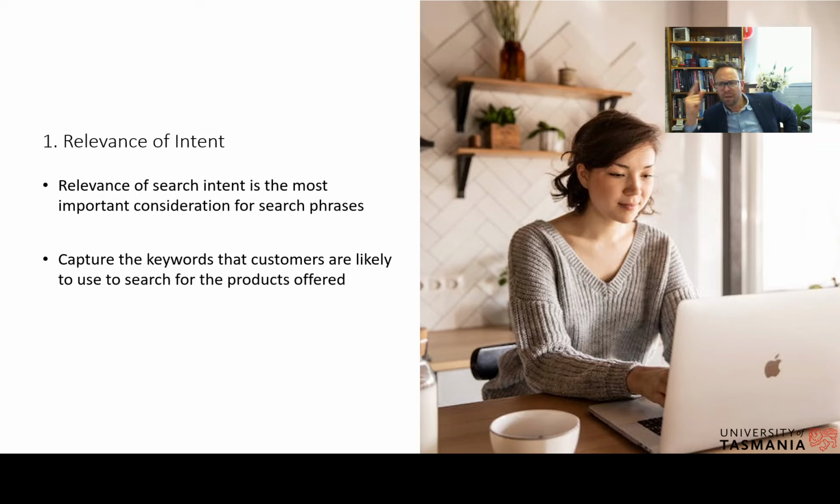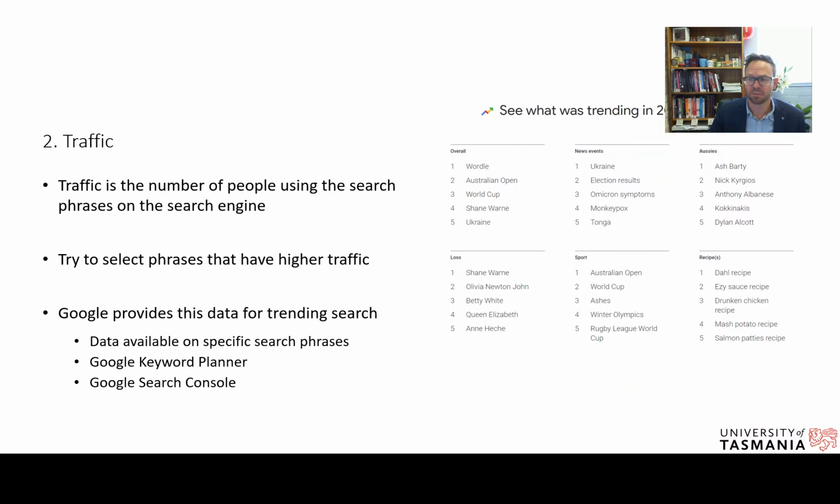First of all, let's focus on the relevance of intent. Relevance of search intent is the most important consideration for search phrases. This is Google's job. When we as consumers punch words into a search engine, we expect Google to know what we're looking for. But Google's just got a couple of words, and we know about cookies now and your relevant search history, what you've been doing in the past, to work out what you're most likely looking for. So capture the keywords that customers are likely to use to search for the products you offer. The better you can match that, the easier it will be to get your search engine optimized.